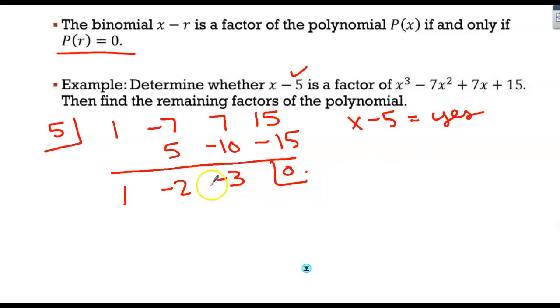So what I'm going to do here is go ahead and rewrite these numbers as a polynomial, which would be x squared minus 2x minus 3. The second half of this says find the remaining factors.